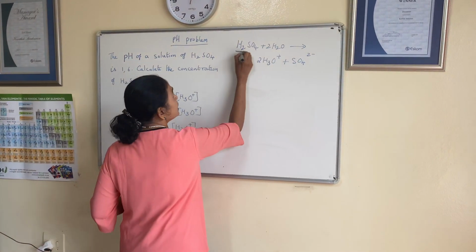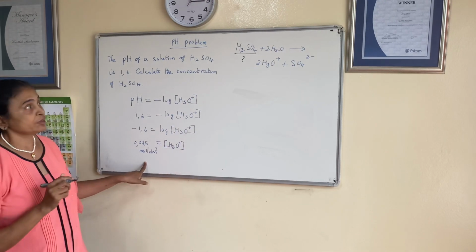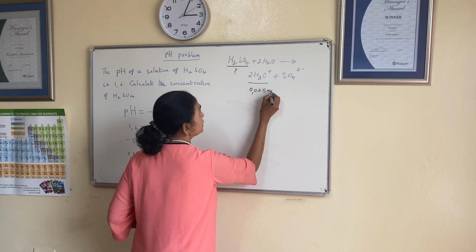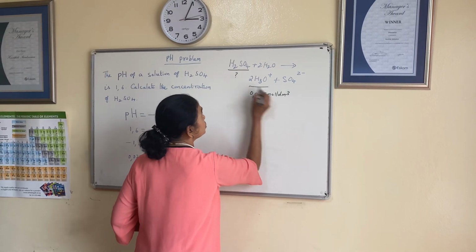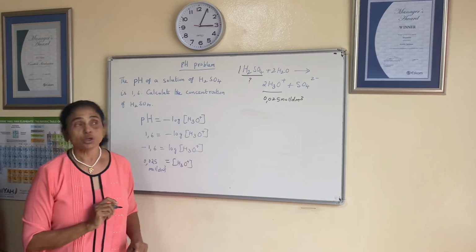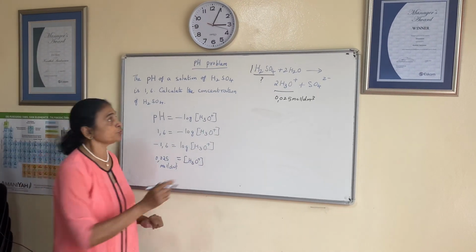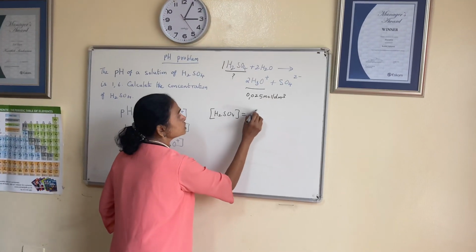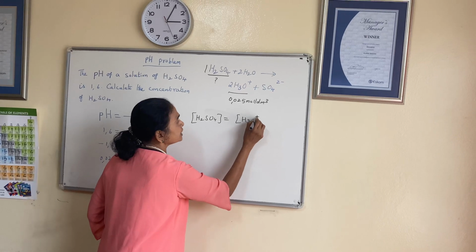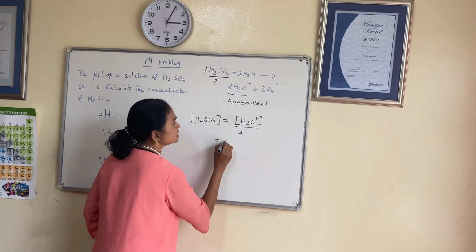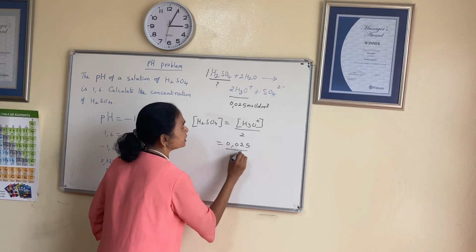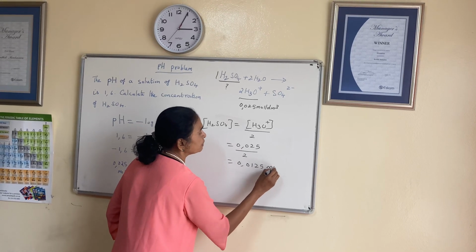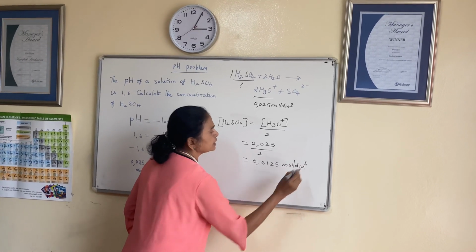Now, we don't know the left hand side, but we know the right hand side. What is the right hand side? 0,025 mole per decimeter cube. But what is the mole ratio here? If this is 1, this is 2. So your 2 is equal to 0,025. So if you want the concentration of sulfuric acid, what are you supposed to do? Take the concentration of H3O+ and divide by 2, which is 0,025 divided by 2, which is equal to 0,0125 mole per decimeter cube. Thank you.